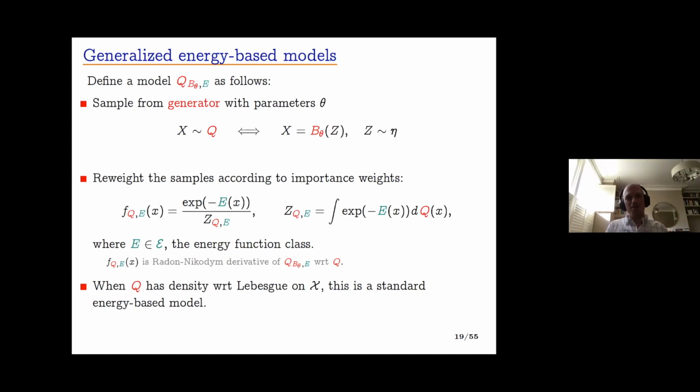Now, if Q has density with respect to the Lebesgue, then this is just a standard energy-based model. But as we've seen, what's going to be very interesting is that if Q is on a much lower dimensional submanifold, so it doesn't have a density with respect to Lebesgue on the image space, I can still define a general energy-based model, even in this case.